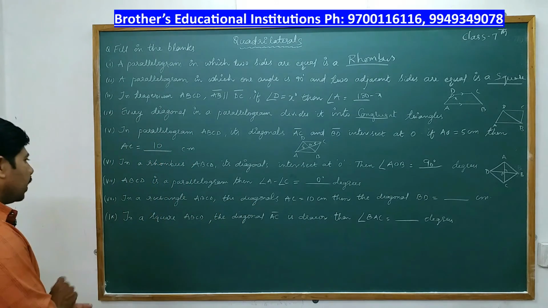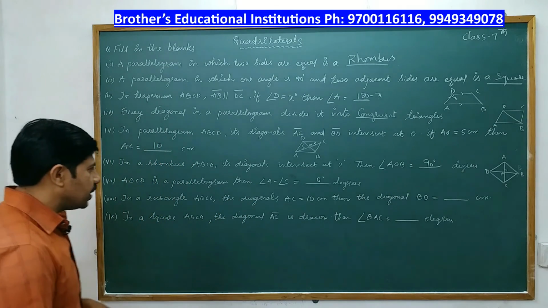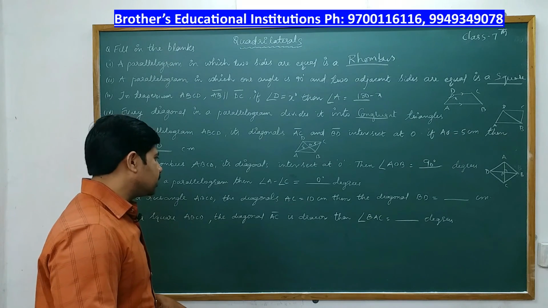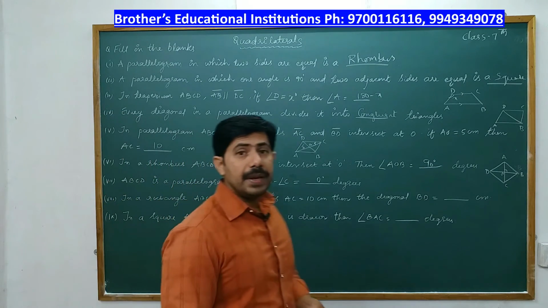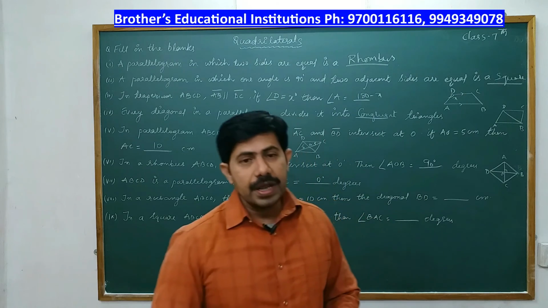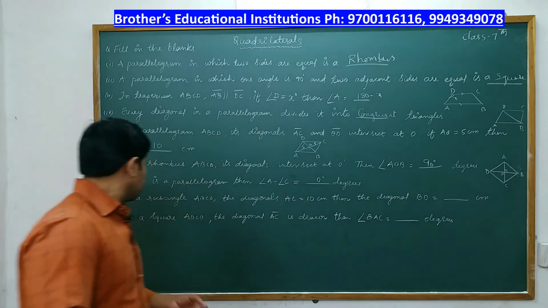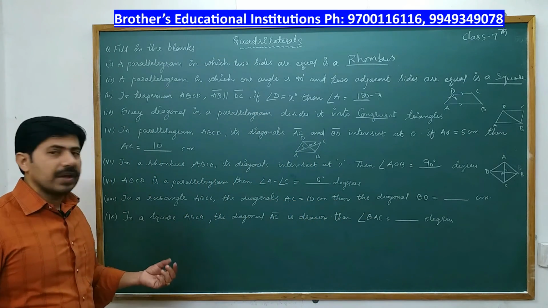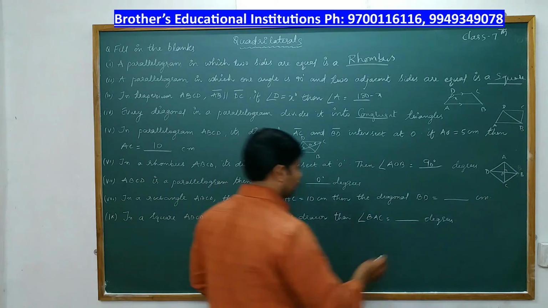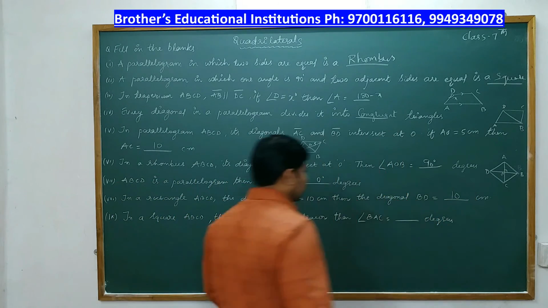Then after that, in a rectangle ABCD, the diagonal AC is 10 centimeters, then what is diagonal BD? Diagonal BD is also 10 centimeters, because in a rectangle the lengths of the diagonals are equal. So BD is also 10 centimeters.